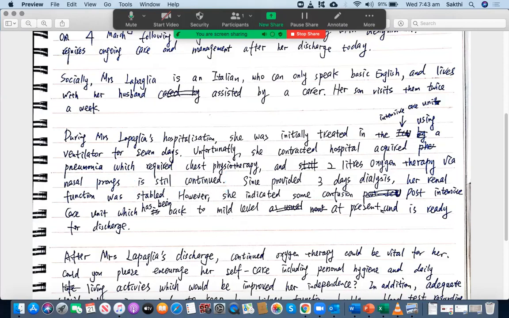Still continued. Since provided 3 days dialysis. Since provided 3 days dialysis, that's wrong. Her renal function was stable. No, it's not stable actually. It's what was stable. You can use, it was stable. So what you could have written since provided 3 days dialysis is wrong. So after having dialysis for 3 days, her renal function was stable.